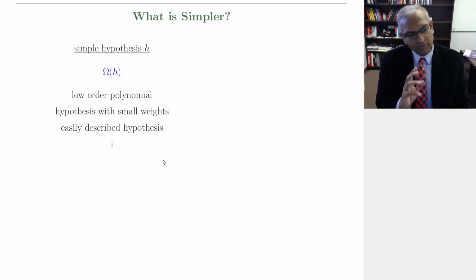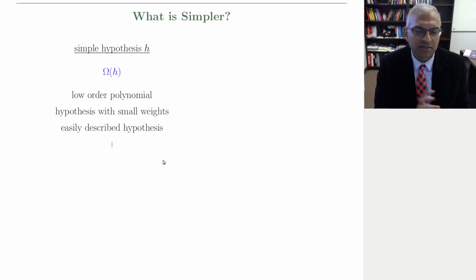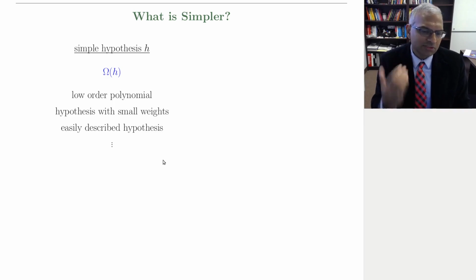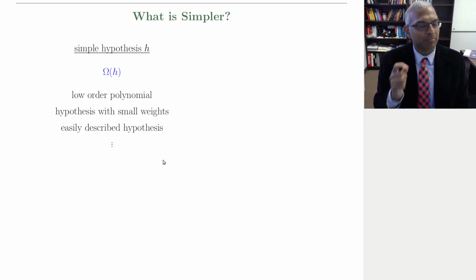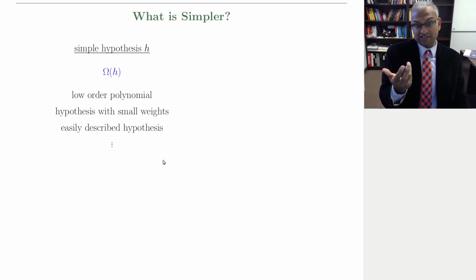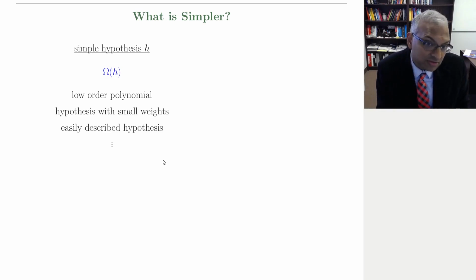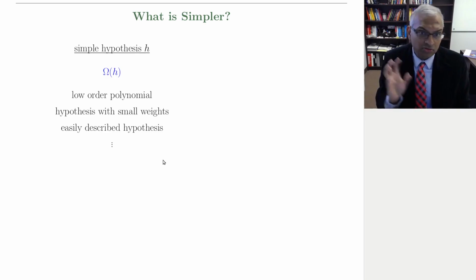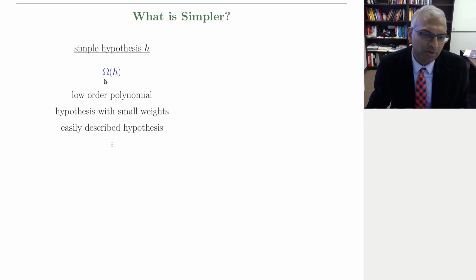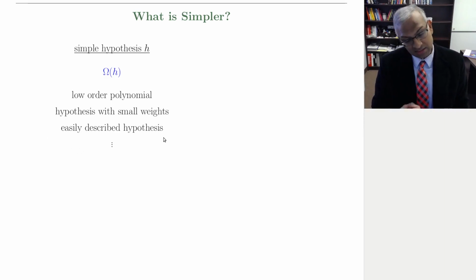Now, we've actually seen simple in two contexts up to now. The first is when we studied regularization, we talked about simple hypotheses. So we introduced this complexity penalty omega of H for a hypothesis. And in various disciplines, the notion of a simple hypothesis has cropped up in many shapes and forms. You can think about low order polynomials. You can think about hypotheses with small weights. You can think about easily described hypotheses. And that's a very computational definition of a simple hypothesis.